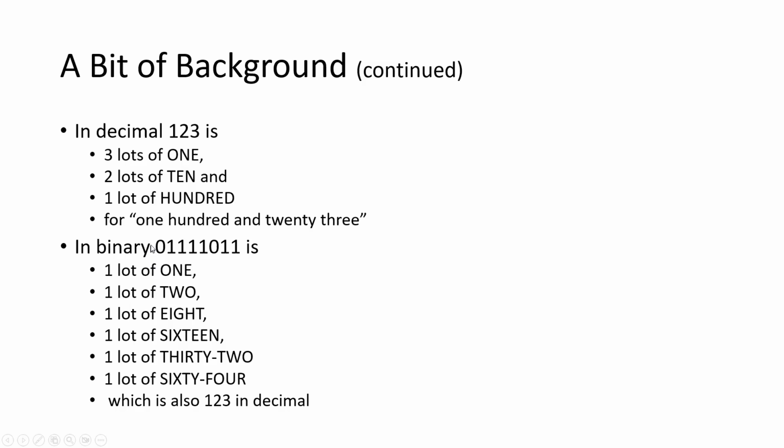If we look at 0, 1, 1, 1, 1, 0, 1, 1, or whatever it is in binary, then each of these states only represents 2. So the right-hand digit is representing a single 1. Then we multiply that by 2 for the next one. So we then have 1, 2. We have no 4s. We have 1 8, 1 16, 1 32, 1 64, and no 128s. And if you add all those numbers up, you also get to 123 in decimal. So 123 in decimal is 01111011 in binary. And that's all we're doing. It's a different way of counting.